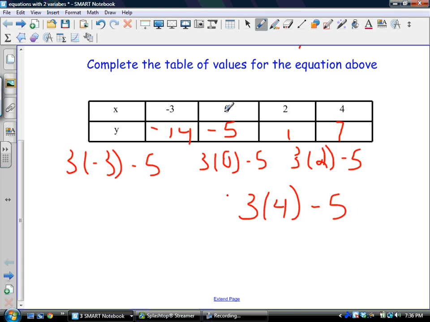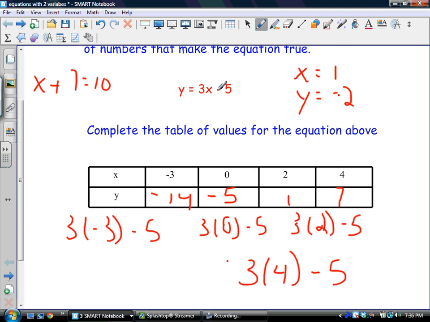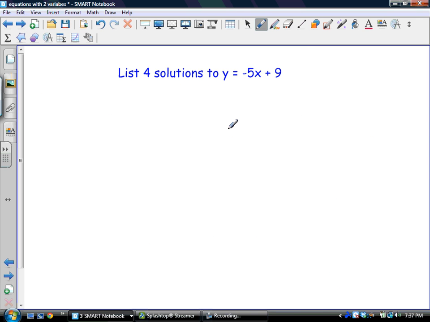And so it's really like completing a table of values like we did yesterday. Same thing. All you're doing is plugging these x values into this equation, simplifying this side to see what y is equal to. That's how you get solutions. So on this one, it's a little bit different. It just says to list 4 solutions. It doesn't give me any x values. When that happens, all that means is I get to pick my x values.